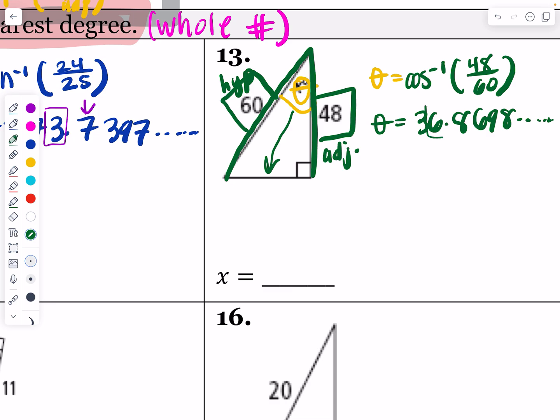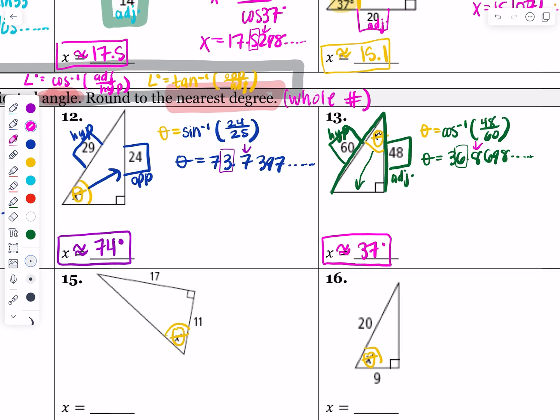36.8698... So should I leave this at 36 or should I round it up to 37? The 8 tells me I'm closer to 37 degrees than I am to 36 degrees. So the nearest degree, that's about 37 degrees.